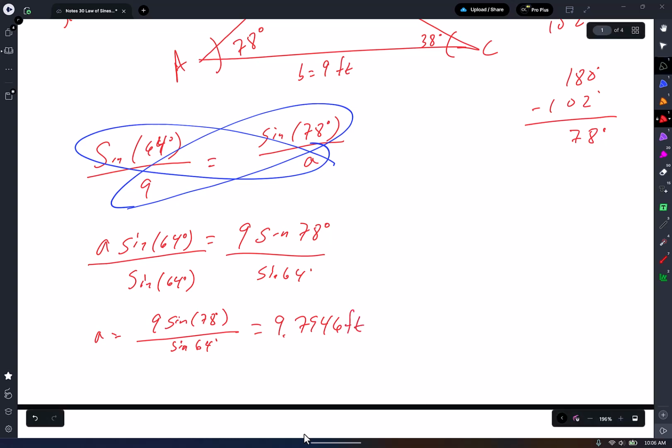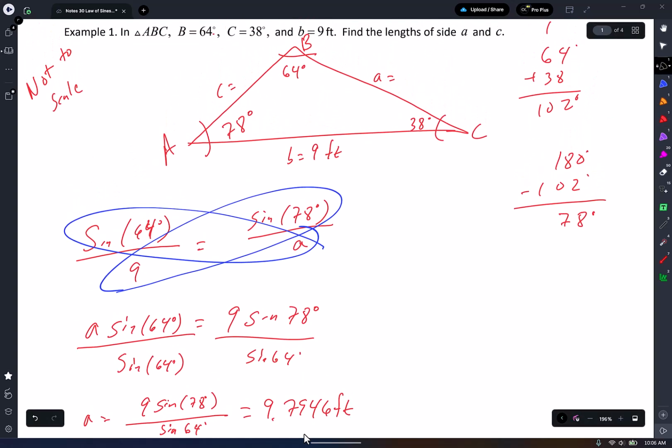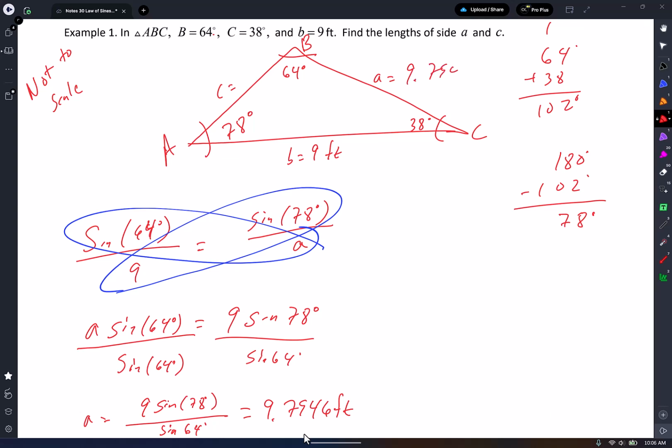All right, here we go. I'm doing the other one. I'm changing my color. So I found this one. Oh, I guess let me continue that with red. 9.7946. Yeah, if you're in radians, you're going to get a different answer, guys. Make sure your mode's in degrees. All right, I'm going to start with the same one.